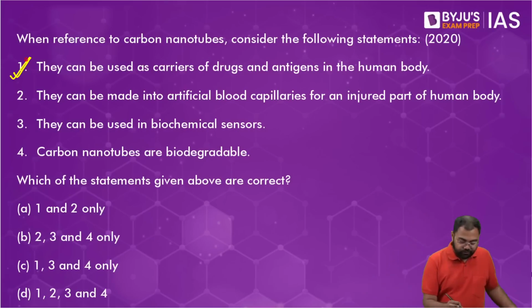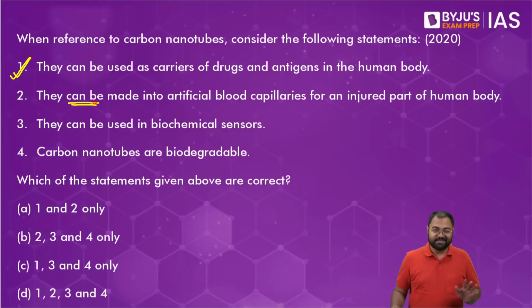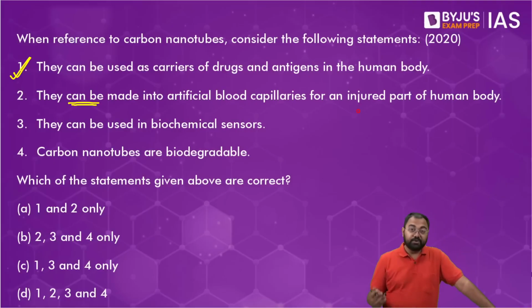All right. So first and foremost, here it says can be. Now, can be has infinite possibilities. As I told you, with these kinds of things you cannot really say that can be is wrong unless you have a very strong reason to say why this can be is wrong. So they can be made into artificial blood capillaries for an injured part of the human body. Now, have we done something like this until now? The answer is no, we haven't. But can we say that in future also we will not be able to do something like this?